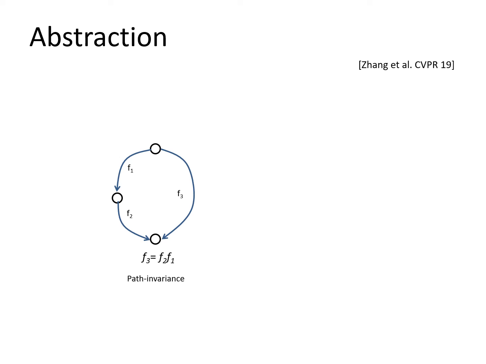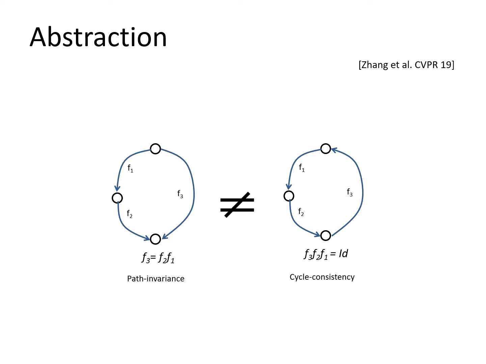I want to say that this is slightly different from the cycle consistency argument, which involves a cycle of neural networks. In that setting, the composition should be identity, okay? So there is a distinction between them, meaning that path-invariance does not equal cycle consistency. Later we'll see that from the algorithm perspective, they're also quite different, in terms of deriving the self-supervision constraints on general graphs.